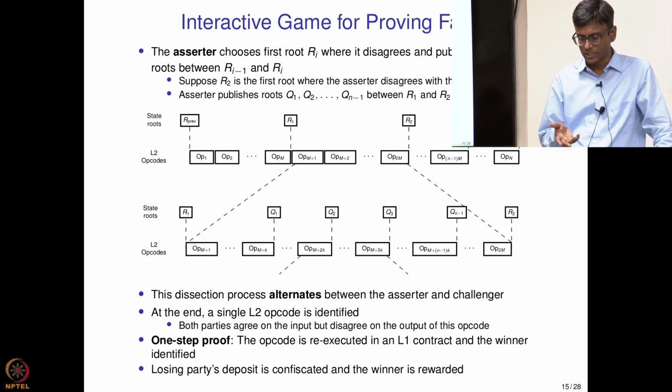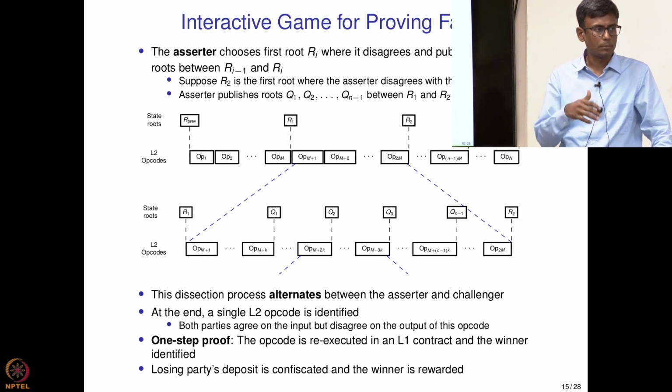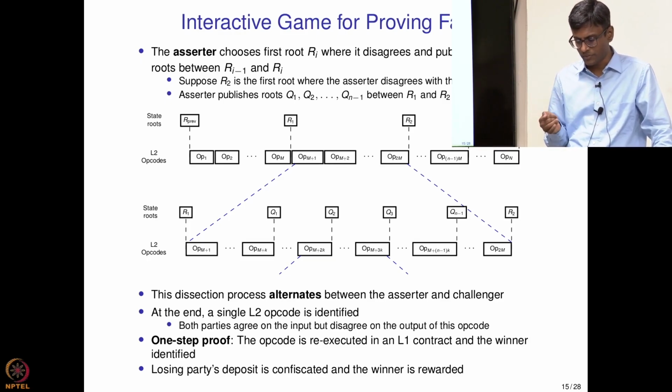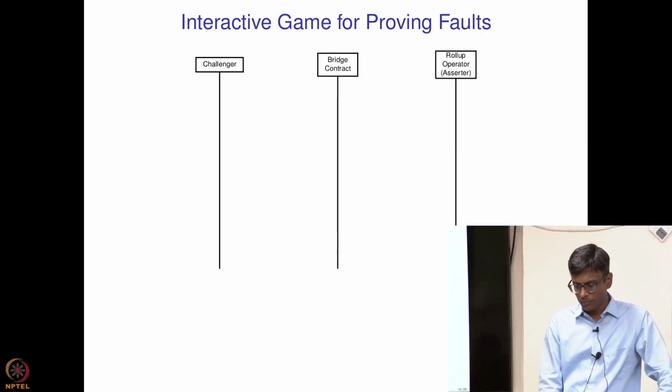So when a challenger challenges the state root, it also has to put in a deposit. Otherwise it has nothing to lose. So it will also put in a deposit, and whoever is the losing party, their deposit is confiscated and the winner is rewarded. So the interactive game in pictorial form, what I just described, it goes like this.